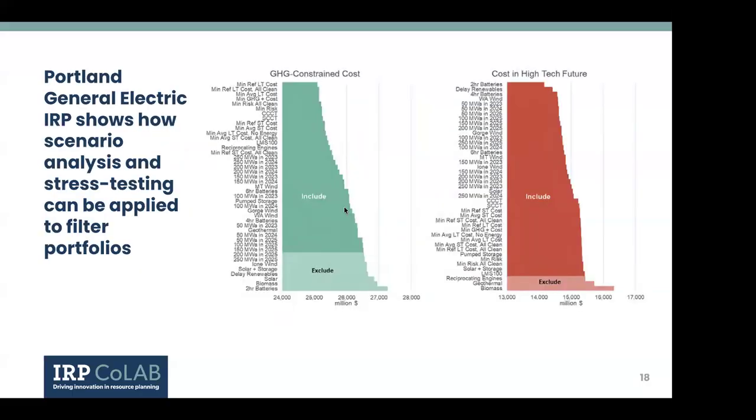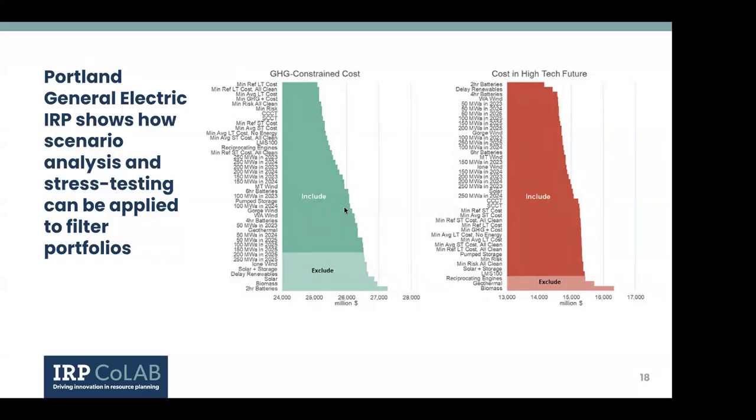So what I'm showing here is an example from the integrated resource plan of Portland General Electric. What they did is basically exactly what I'm talking about here. They developed a very wide set of candidate portfolio decisions, and those are all of the different rows here. I think they came up with over 30, maybe 40. And they stress tested all of these different portfolio decisions amongst the range of different ways that the future could evolve.